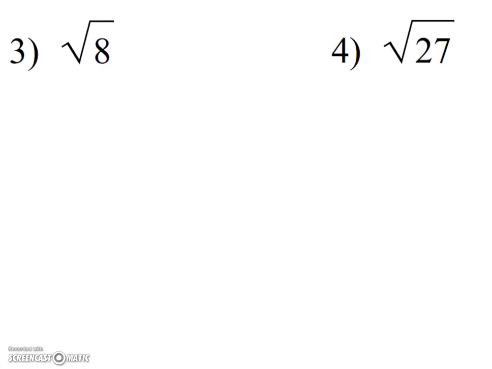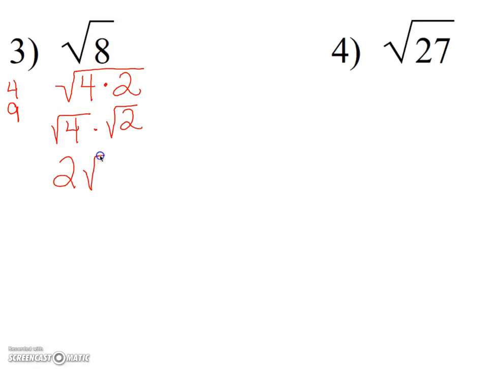Okay. Number 3, we got the square root of 8. Well, the perfect squares are 4, 9. I can stop because 9 is already greater than 8. So I'm going to rename 8 using 4 times 2. That's going to be square root of 4 times square root of 2. And that gives me 2 square root of 2.